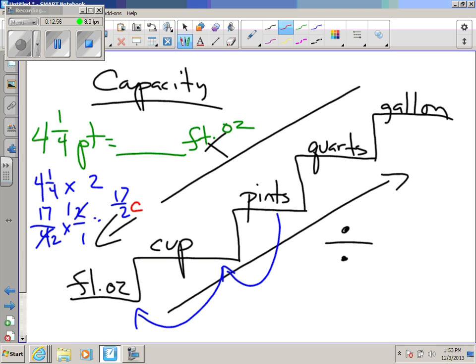Okay, so this is 17 over 2 cups equals how many fluid ounces? How many fluid ounces in a cup? 8. So multiply the 17 over 2 times 8 over 1. 4, 1, 17 times 4 is 68. We didn't have that 2 on the bottom, Trinity, for some reason.